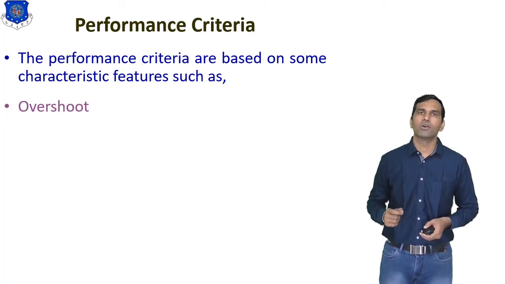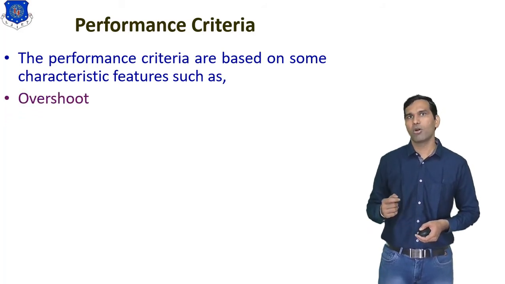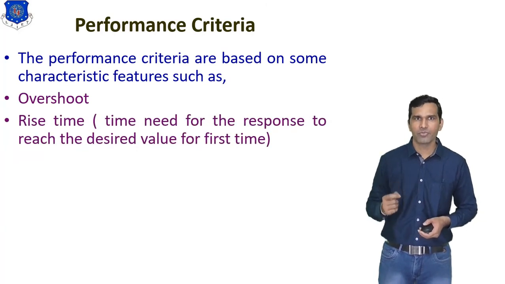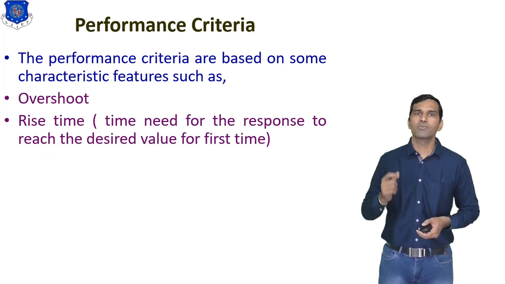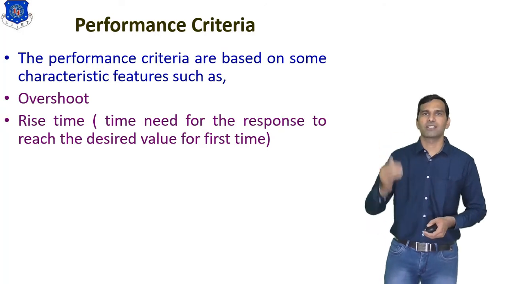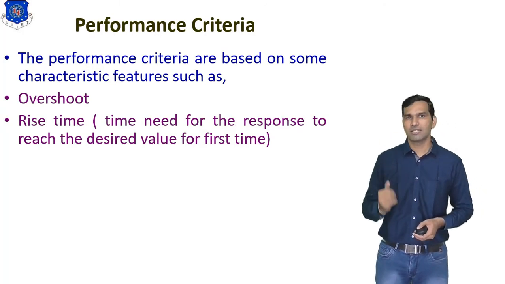So the first one is overshoot. We already know what overshoot is. Then the second one is the rise time. Rise time is what? The time needed for the response to reach the desired value for the first time. So this is called the rise time.